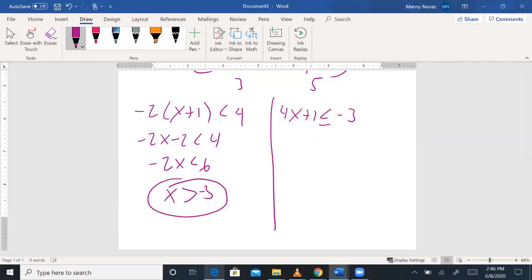Okay, let's look at the other one here. I'm going to subtract 1: 4x less than or equal to -4. Divide by 4. I'm not dividing by a negative, so I don't flip the inequality. Okay, x has to be less than or equal to -1.